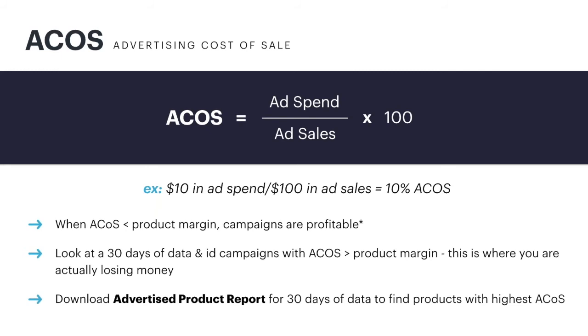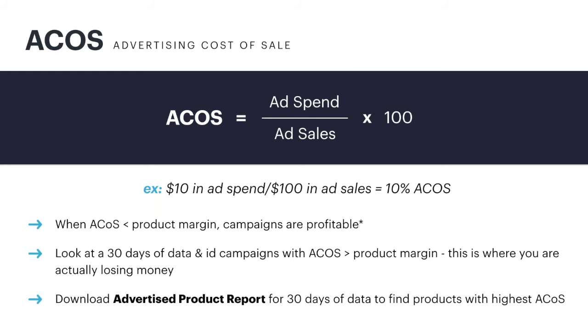So if you see here in bold, Alex has: download your advertised product report. That's under your ad reports, and it's going to get you 30 days worth of data to find your products with your highest ACOS. Right. So to control ACOS, you have to dig deeper. Looking at a high ACOS is like a bell going off in my brain saying something else is wrong. What is causing my ACOS to be too high? And like Sarah said, more often than not, you want to see the specific products in that campaign that are driving up ACOS the most.